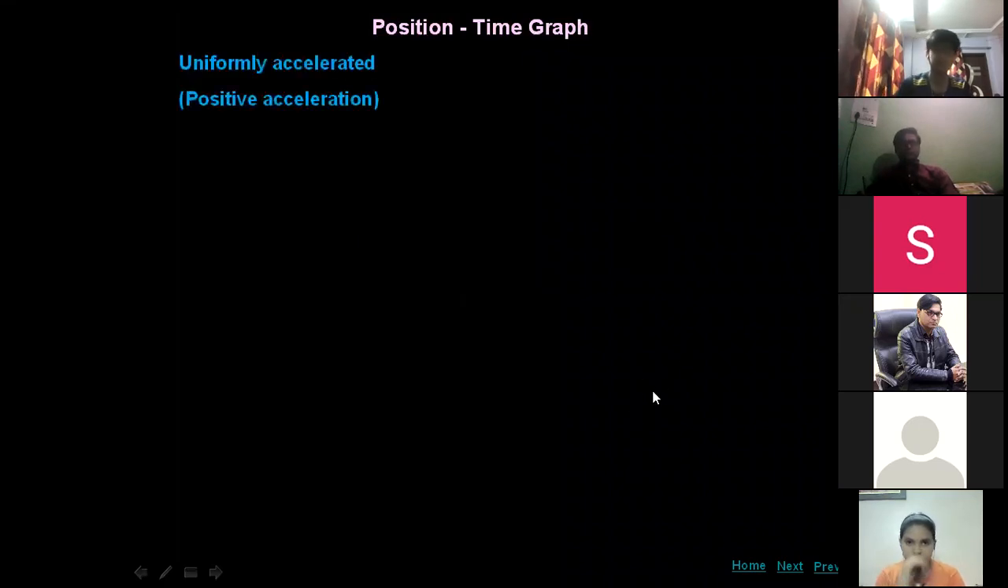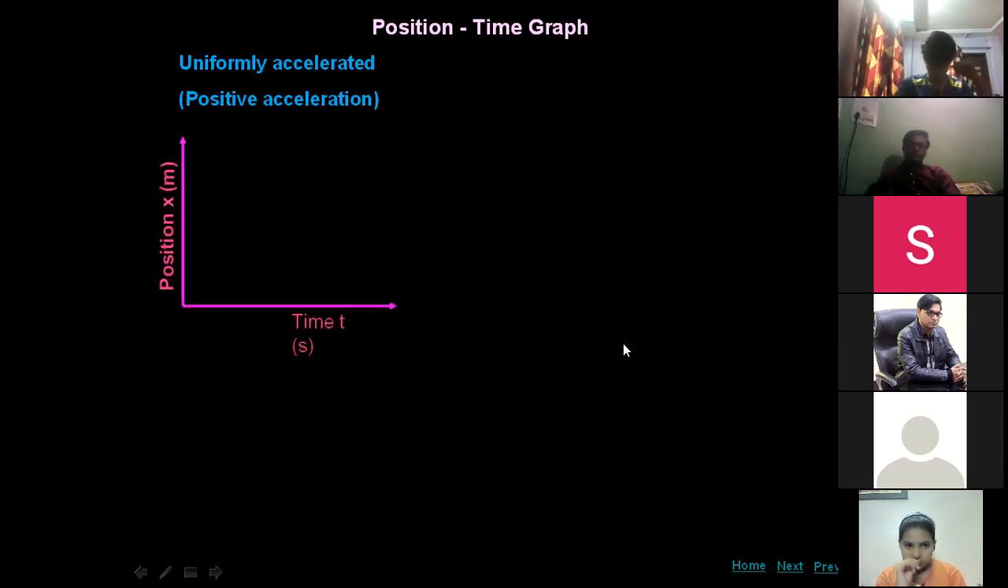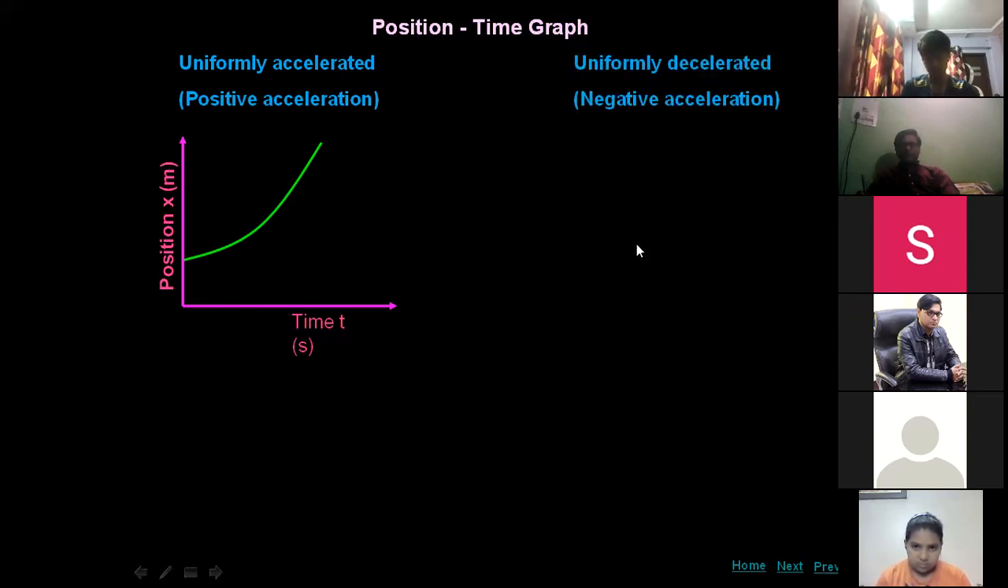Position time graph again. Uniformly accelerated or the positive acceleration. So we have taken two axes. One is vertical, the other is horizontal axis. Along the horizontal axis, the time has been plotted. Along the vertical axis, we have the position of the object. Now the graph which is not a straight line, it's a curve. This represents uniform deceleration.